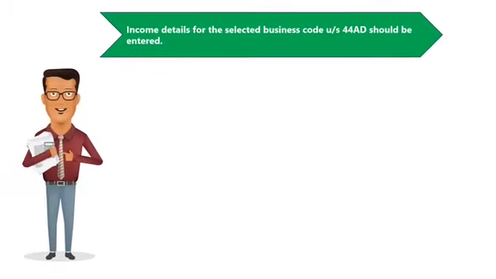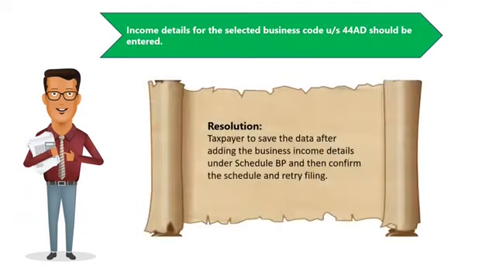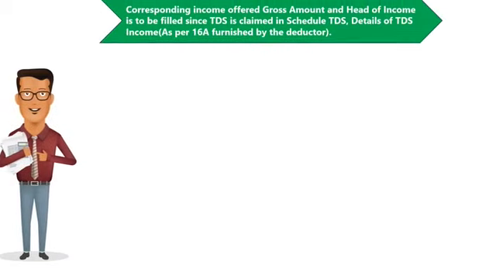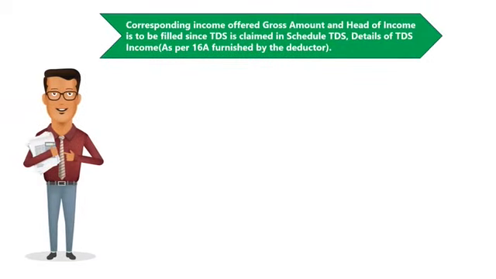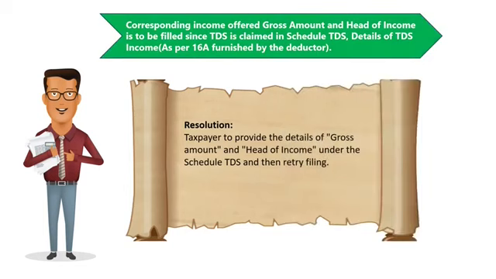Another grievance is that income details for the selected business code under section 44AD should be entered. In such cases, taxpayers should save the data after adding the business income details under schedule BP and then confirm the schedule and then retry filing. Another grievance that we are getting is that corresponding income offered, gross amount and head of income is to be filled since TDS is claimed in schedule TDS, details of TDS income as per Form 16A furnished by the deductor. In such cases, taxpayers should provide the details of gross amount and head of income under the schedule TDS and then retry filing the ITR.